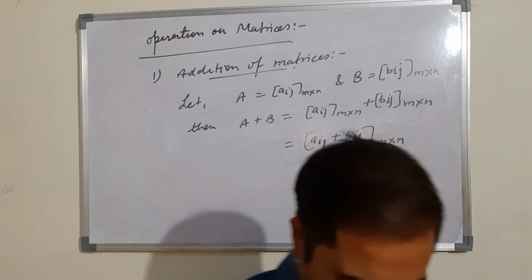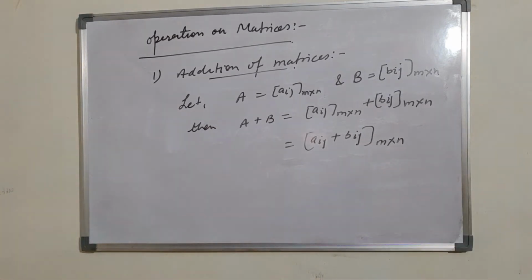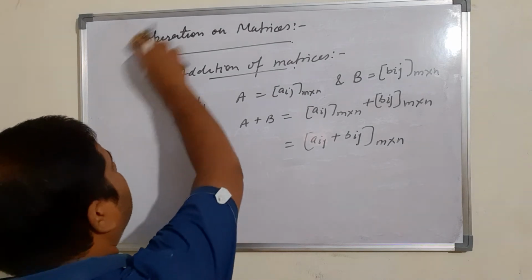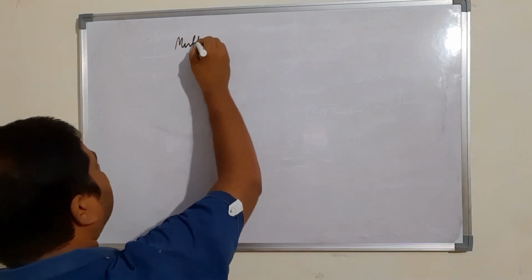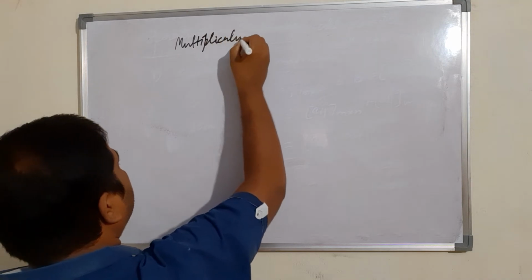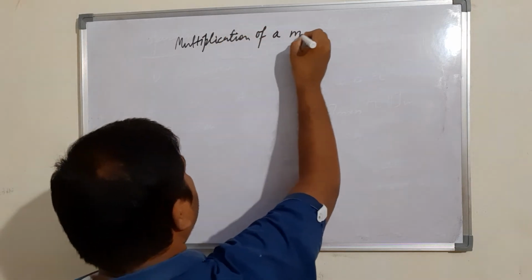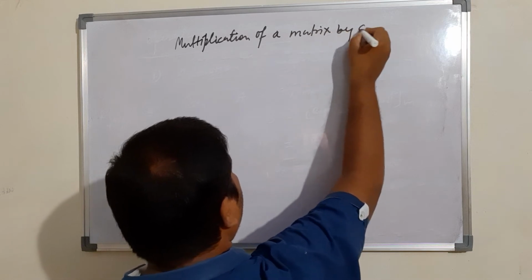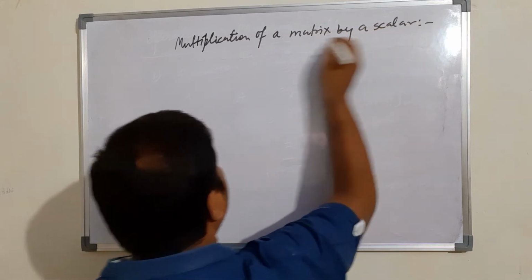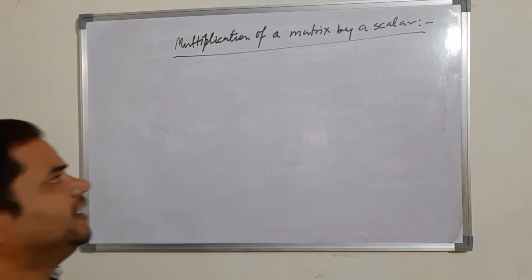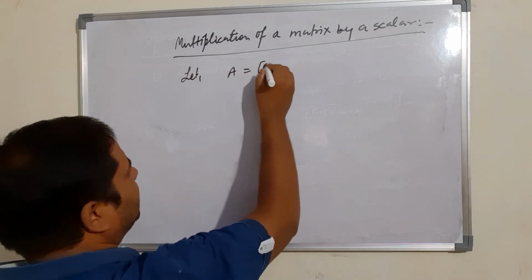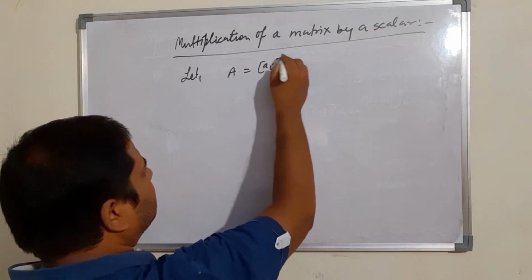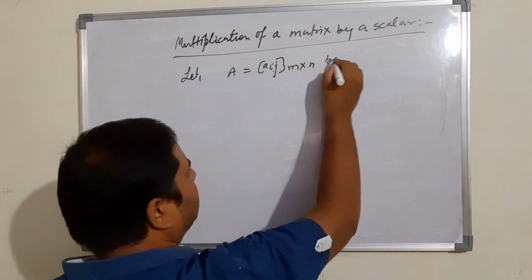Now multiplication of a matrix by a scalar. This is also an important thing. Multiplication of a matrix by a scalar. So let A equal Aij, M cross N, be a matrix.